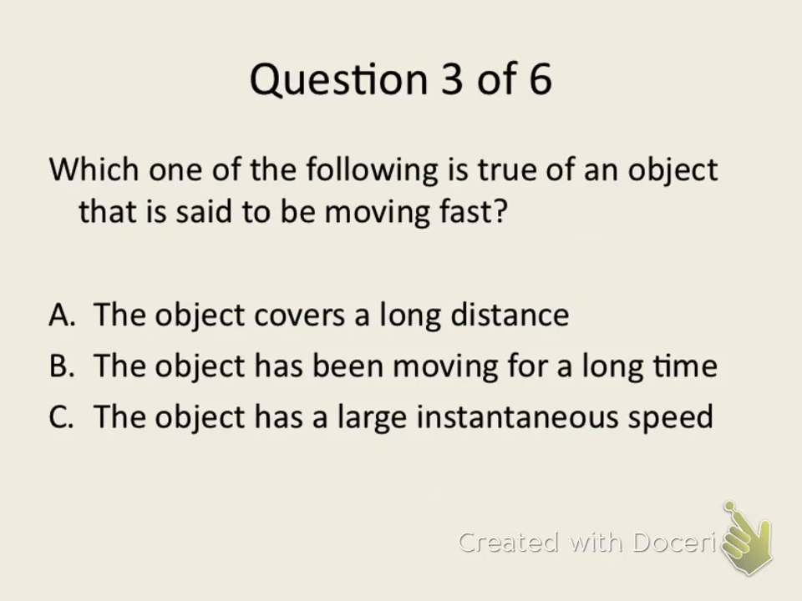Which one of the following is true of an object that is said to be moving fast? You say an object is moving fast. What does that mean, Albert? Yes, it has large instantaneous speed. If you cover a long distance, you could still be taking a very long time to do that, which would mean you're moving slowly. If you've been moving for a long time, you could still be moving slowly for that long time. So the object has a large instantaneous speed, whatever the speedometer says.